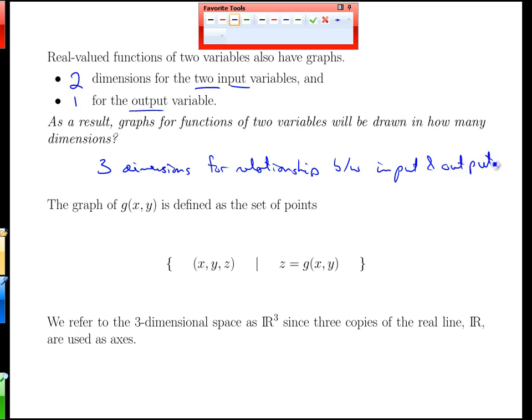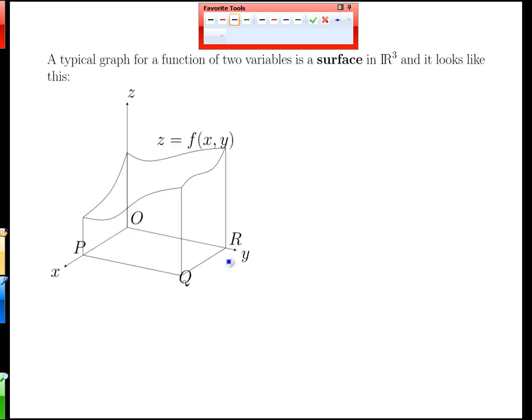And so what we're going to do is define the graph of a function of two variables as a set of points again, but they're going to be a set of x, y, and z points. And so g of x, y gives us a single z value. Now, that's going to be called R3. That's going to be three axes, an x-axis, a y-axis, and a z-axis. And we typically view this as our usual three-dimensional world.